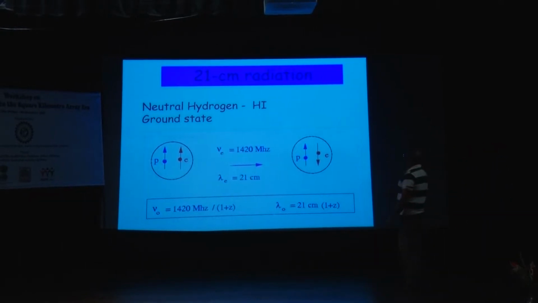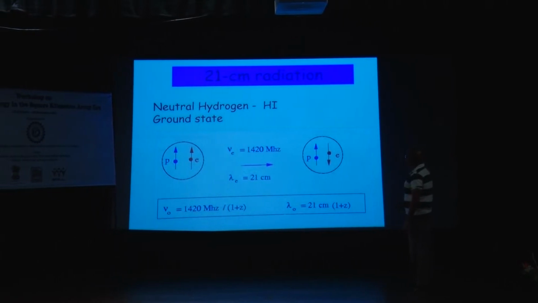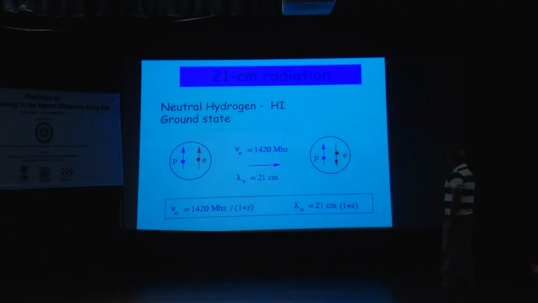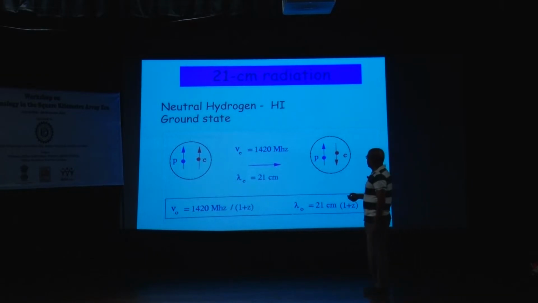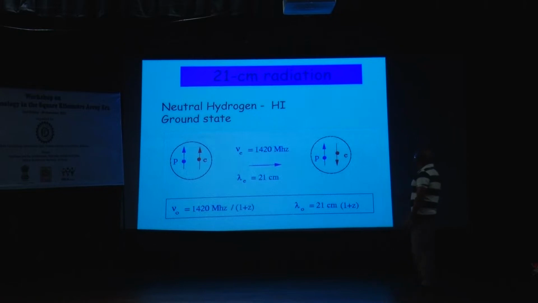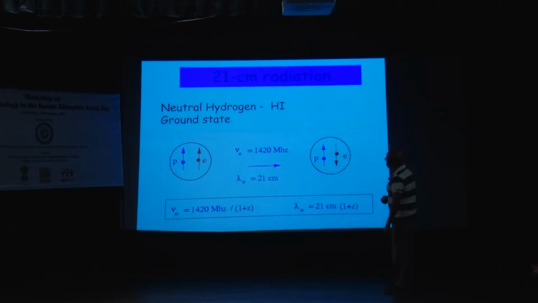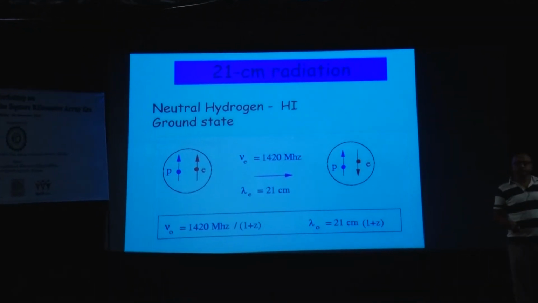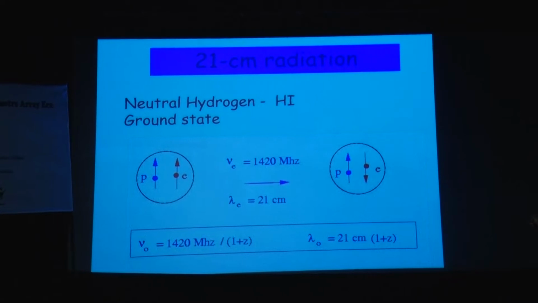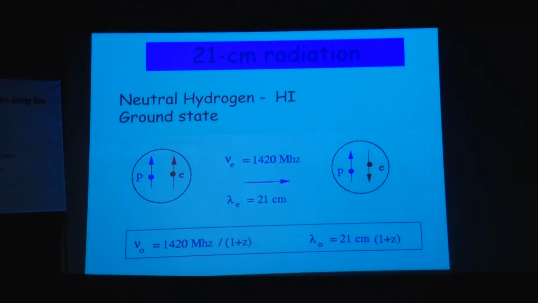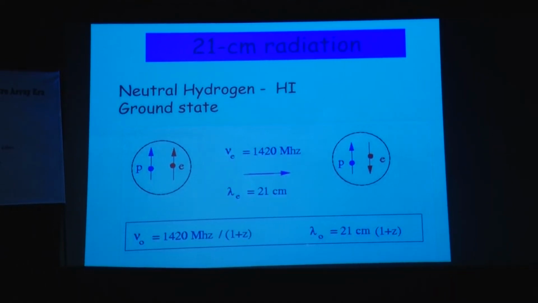And this 21 centimeter line that we are talking about originates from a particular transition in neutral hydrogen, H1. The hydrogen in the ground state has an electron and a proton, both of which have spins. If there is a spin flip, there is a transition. This transition has an energy associated with it, and that energy corresponds to a frequency of 1420 megahertz, or 21 centimeters. This is the line that we are talking about. This transition occurs in neutral hydrogen, which we denote by H1. And if the hydrogen is located far away, we will see it redshifted. So the wavelength would be larger and the frequency would be smaller.